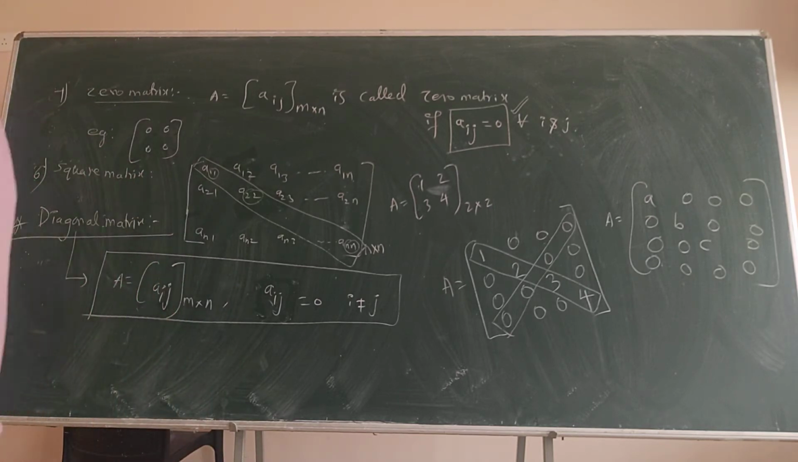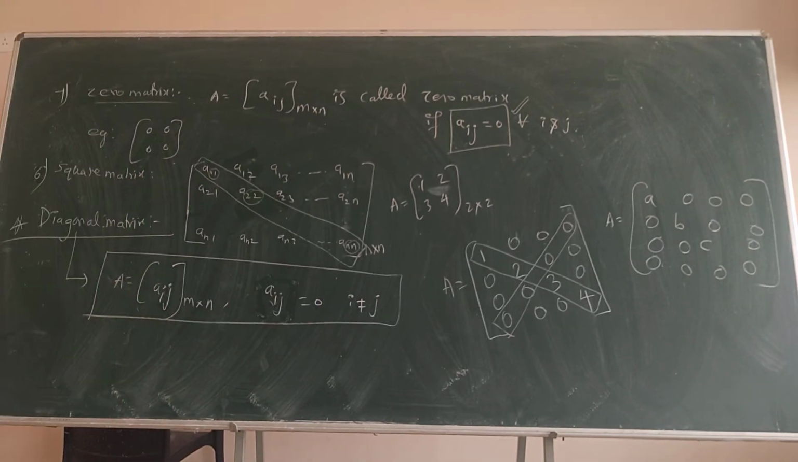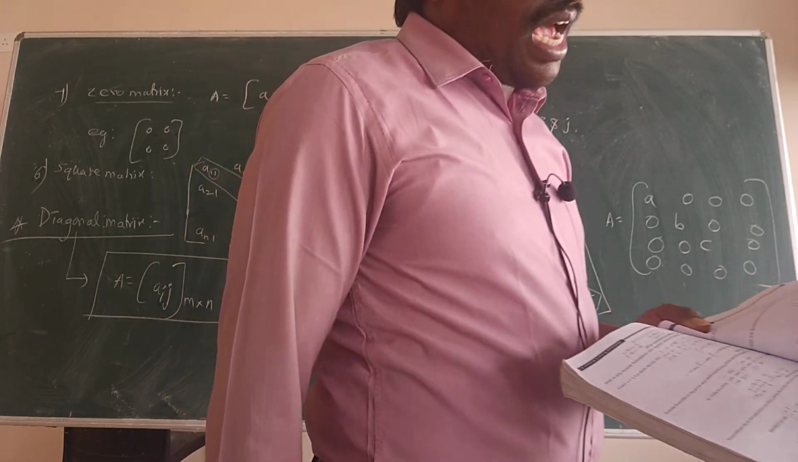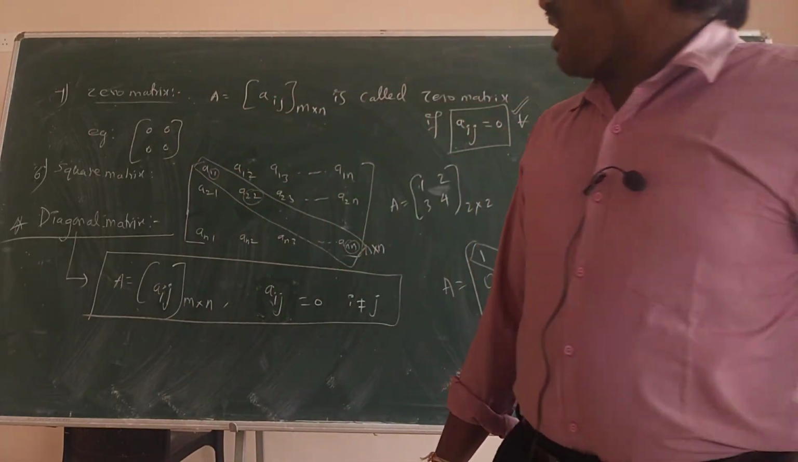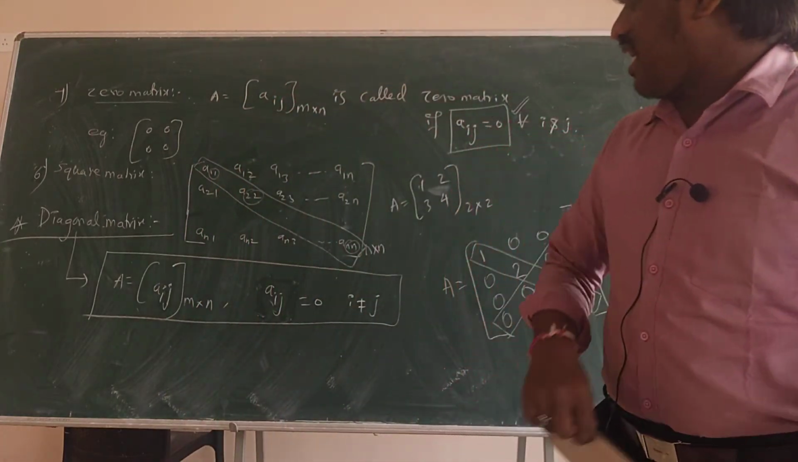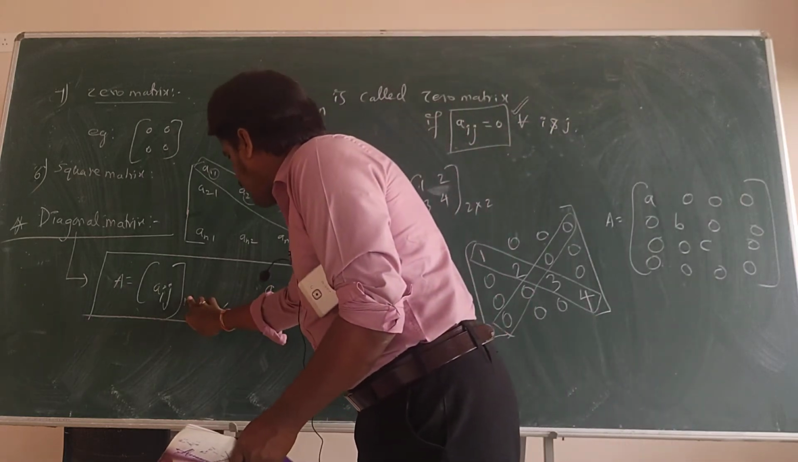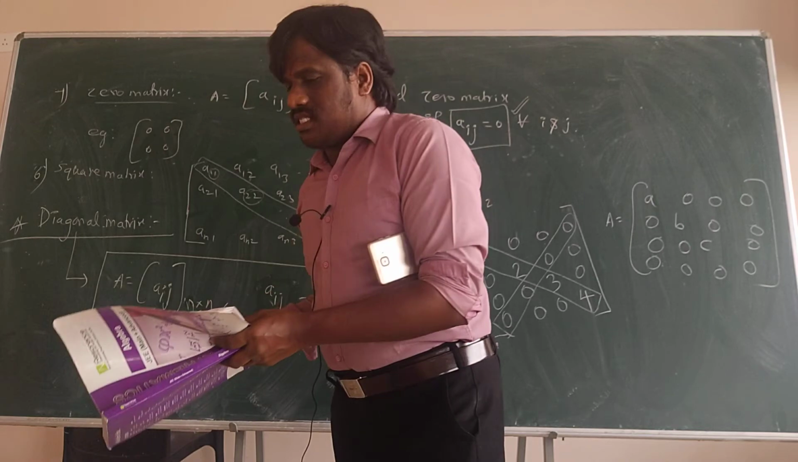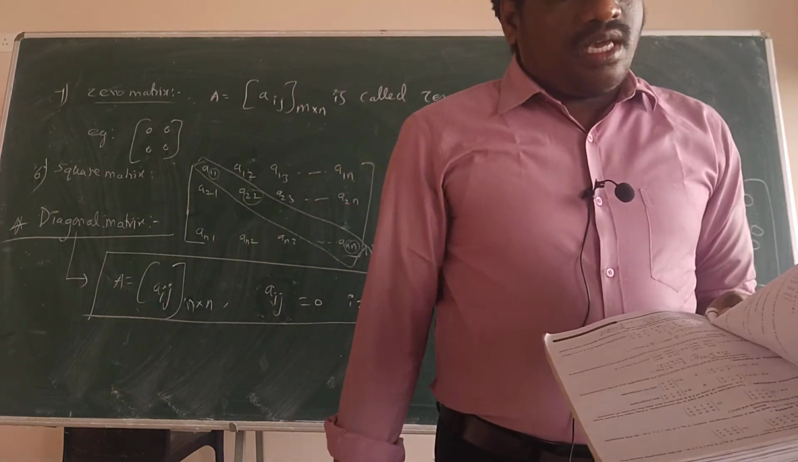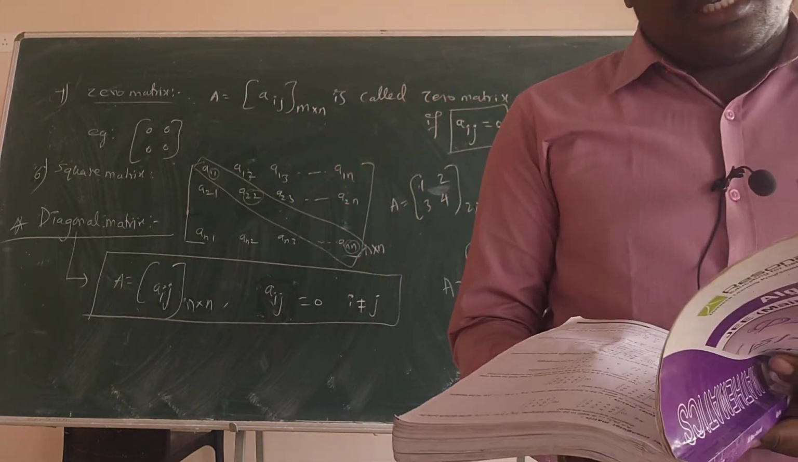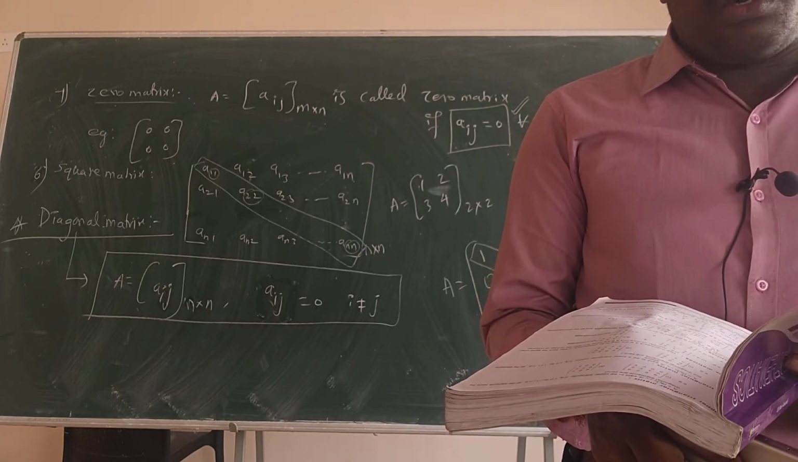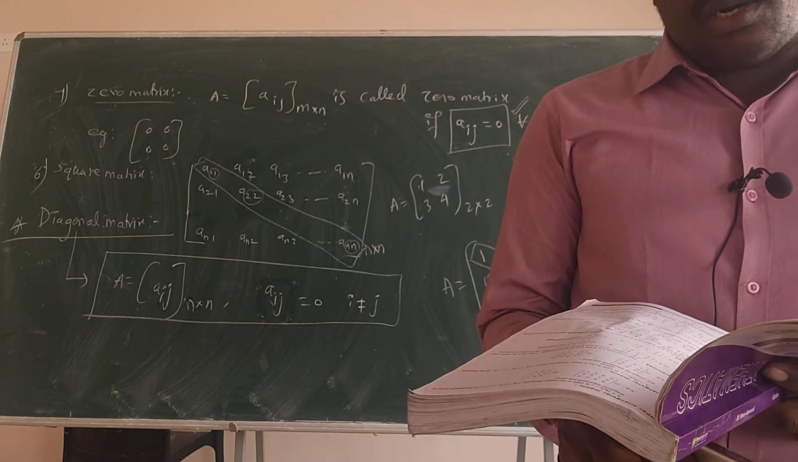Understood? Okay, I'll tell you, write down the diagonal matrix definition. A square matrix [aij], see here, a square matrix means this will always be n by n, not m by n. A square matrix [aij] of order n is said to be a diagonal matrix if aij is equal to 0 for i not equal to j.